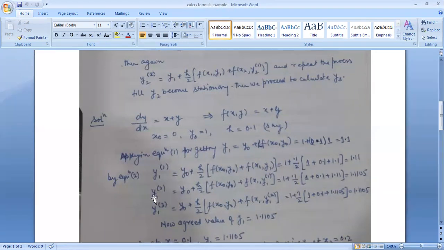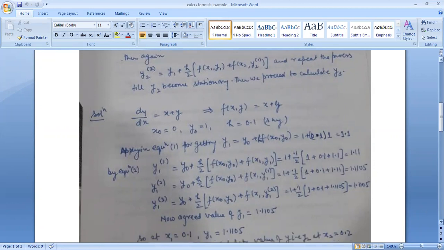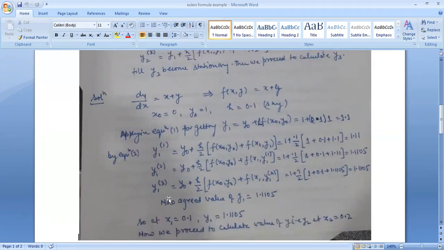Then we try to find out y1(2). That will be equal to y0 plus h by 2 times f(x0, y0) plus f(x1, y1(1)). Now the rest of the thing will remain the same, only the change will occur in this. So x1 will be 0.1 and y1(1) is 1.11, so we'll be getting 1.1105. Then again y1(3) is calculated with the change in x1, y1(2): instead of y1(1) we write y1(2), and so we are getting 1.1105.